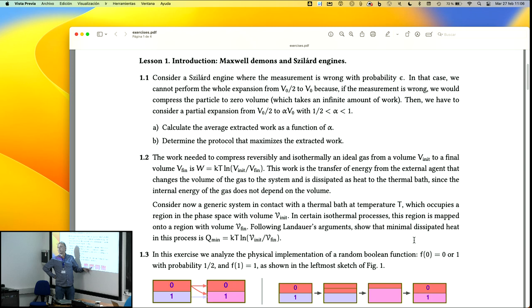But the free energy, can you show it with the... But exactly. Also talking about the entropy of the memory. Okay.